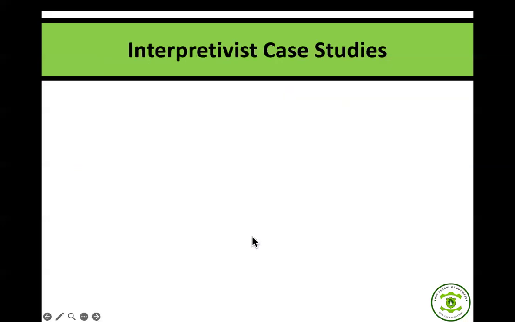Then we have interpretivist cases where, as I've indicated, reality is socially constructed. Then when we are talking about interpretivist cases, we are talking about the issue of what? Multiple interpretations. Multiple realities are seen to exist.